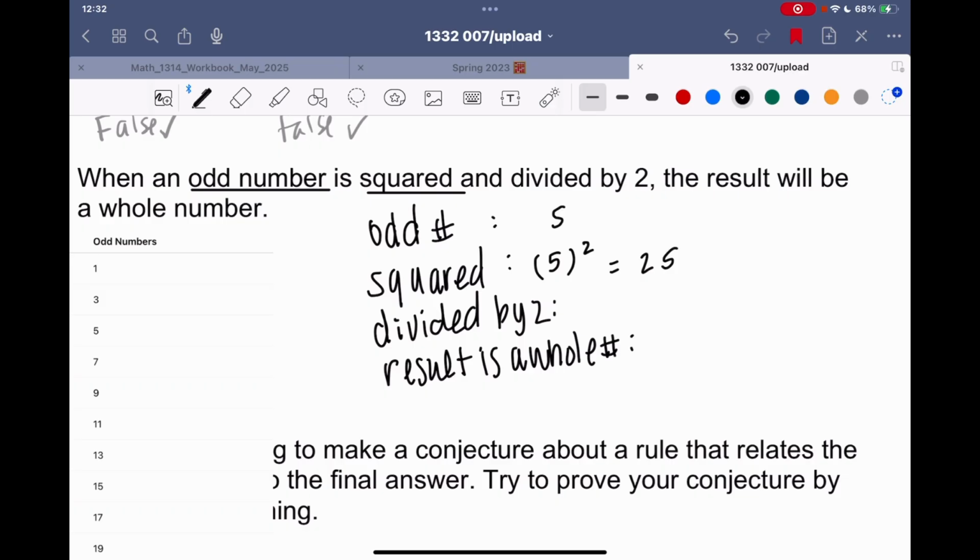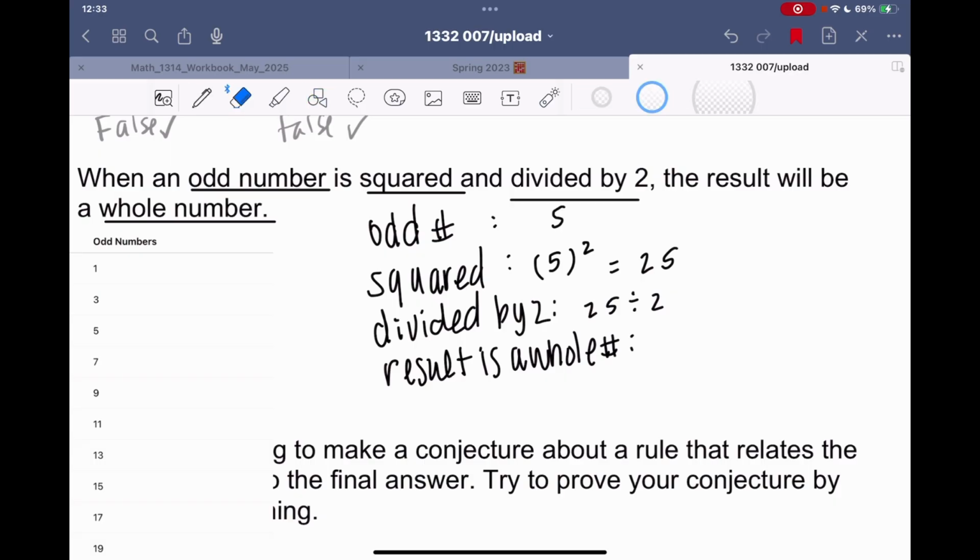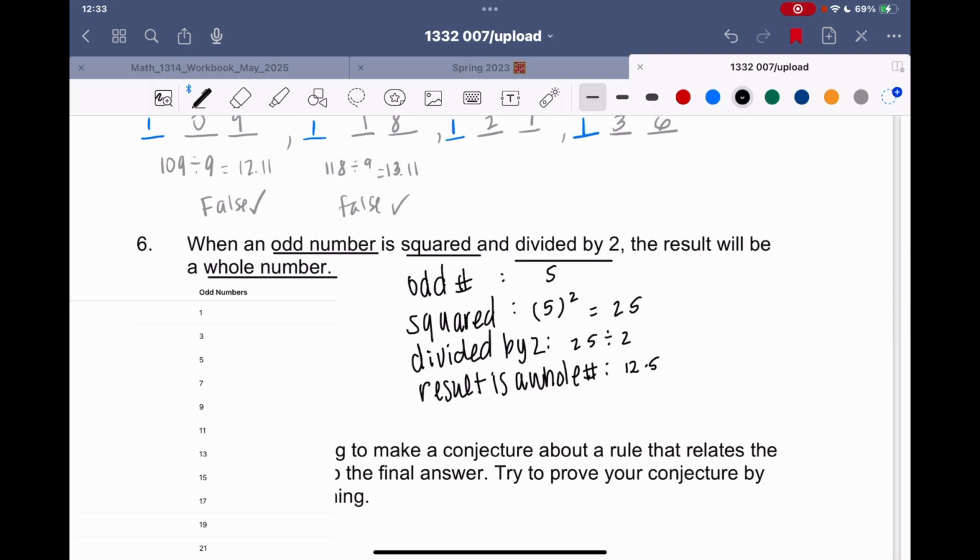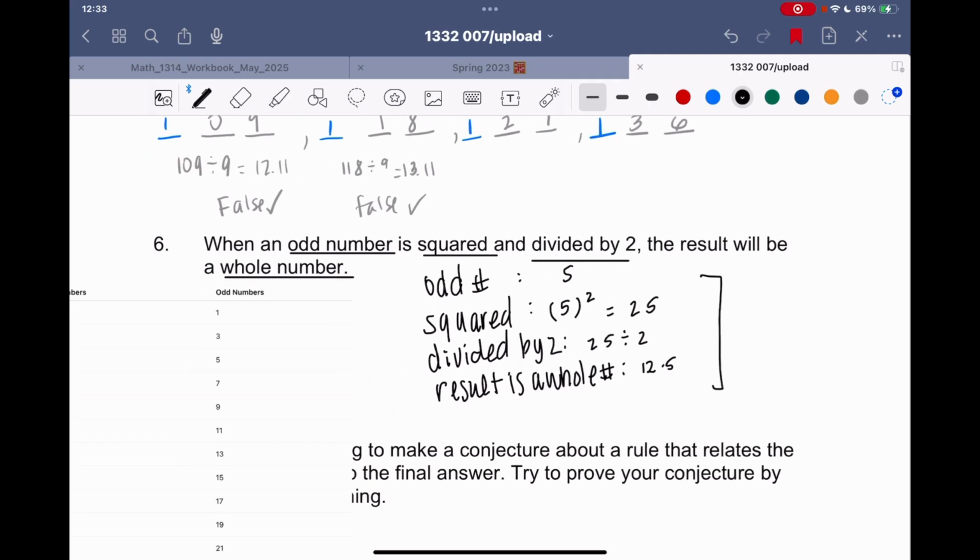And then it says that number is divided by 2. So 25 divided by 2. And it says that the result will be a whole number. A whole number is a number without decimals or a fraction. So 25 divided by 2 is 12.5. So this right here is your counterexample.